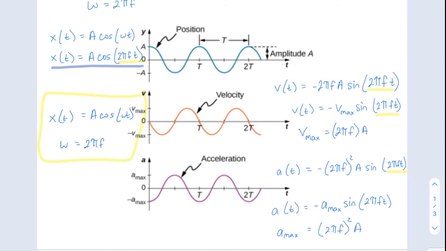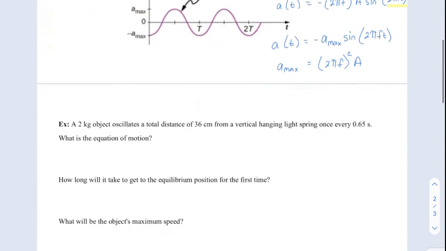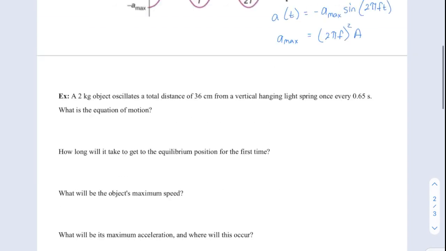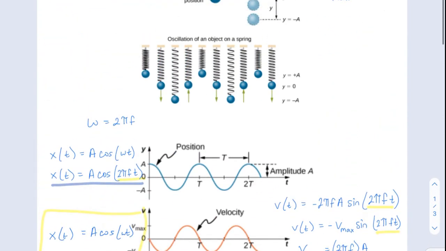Let's go through an example of a sinusoidal function or simple harmonic motion, and how you would be expected to utilize these equations. This says a 2 kilogram object oscillates a total distance of 36 centimeters from a vertical hanging light spring once every 0.65 seconds. This is very similar to this situation.